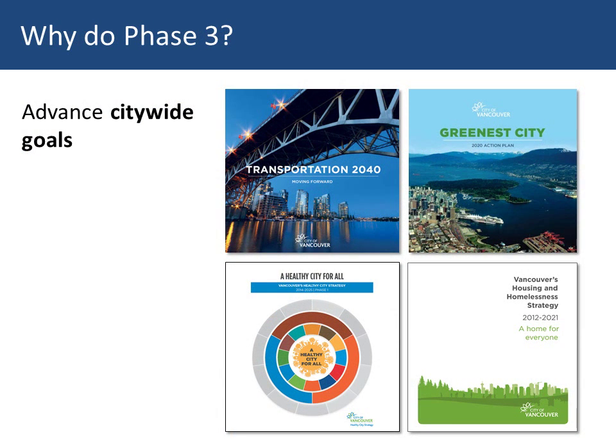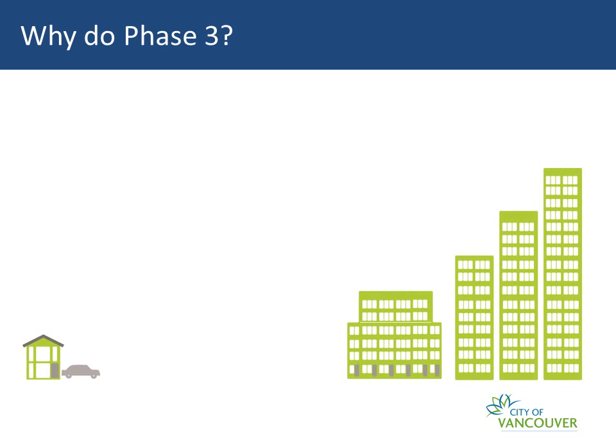So why do Phase 3? Phase 3 provides an opportunity to advance citywide goals around affordability, livability, and sustainability. We know the Cambie Corridor and the overall city have a large number of single-family homes and apartment options, without a lot of options in between. Phase 3 can begin to explore more housing options to fill this gap in the housing continuum.